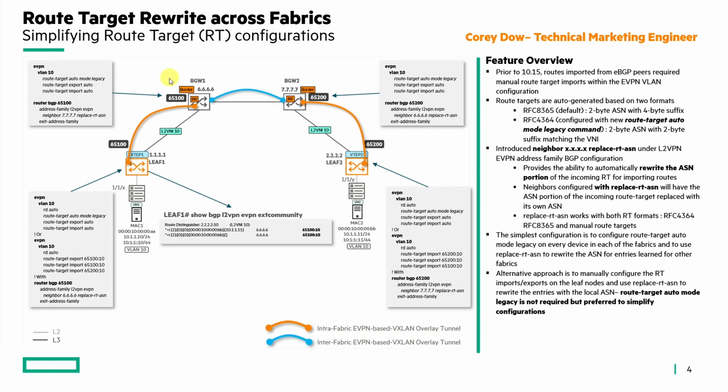Okay, so again, we're calling this feature Route Target Rewrite Across Fabrics, but essentially it boils down to two new features that we've introduced, and you can see them called out here. So Route Target Auto Mode Legacy is now made available with 10.15, and also the replace RTASN command that you can see listed here, and we'll describe that in a moment.